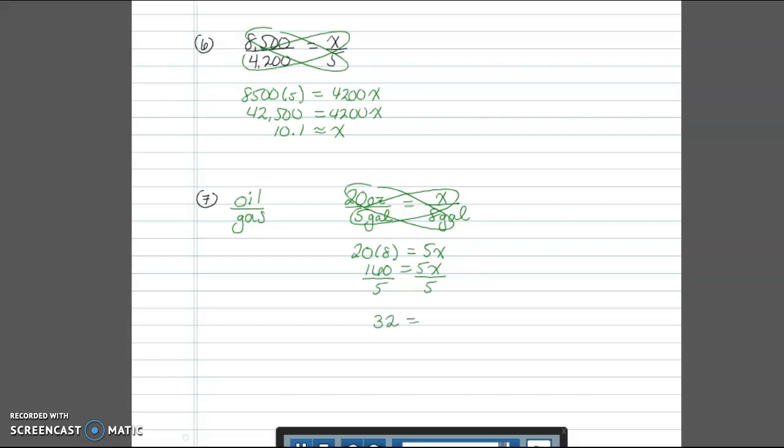What you should always think about is reasonableness. Does this answer make sense? If we have 20 ounces for 5 gallons, and we have more gallons of gas, we're going to need more ounces. So that answer should reflect that. But it shouldn't be too much more, where it seems absurd and wouldn't make sense.